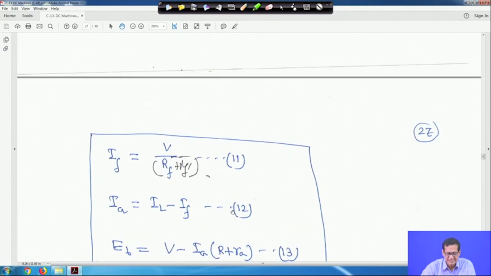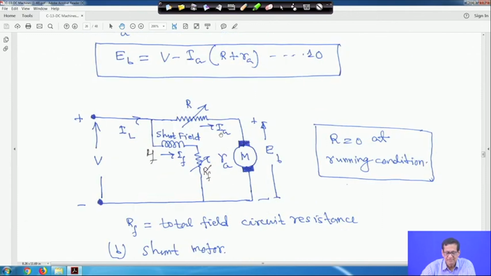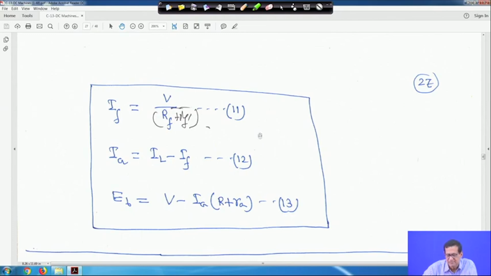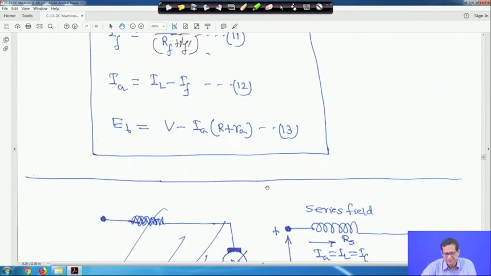And if you apply KCL here, this is your armature current, this is your line current, and this is your field current. So if you apply KCL at this point, you will get IA is equal to IL minus IF. This is a simple thing.